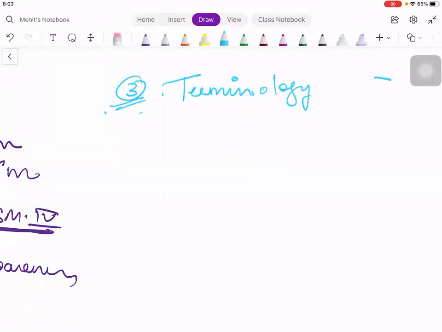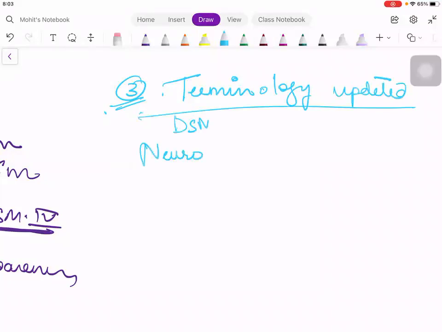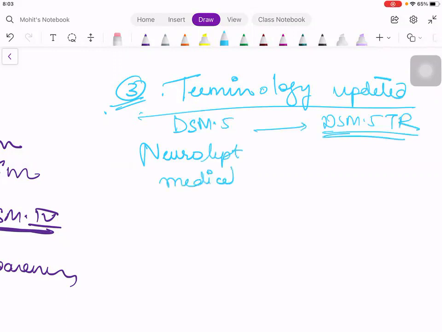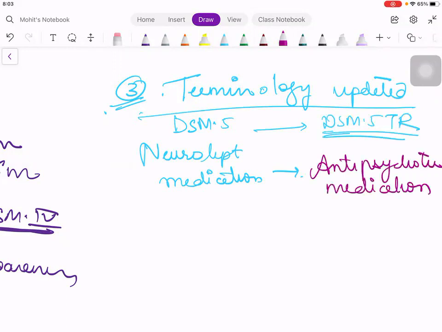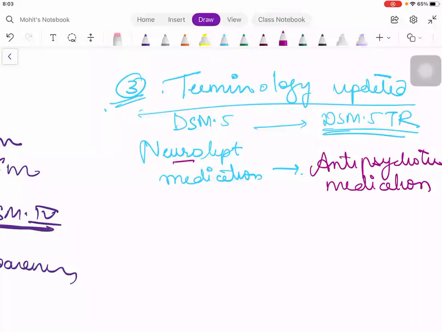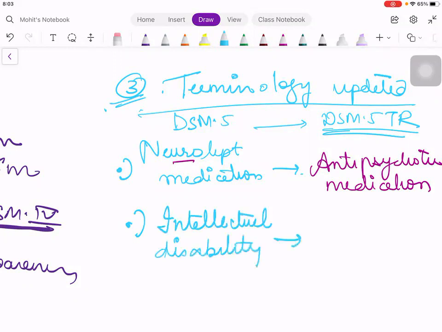For example, neurolept medication has been changed to antipsychotic medication, because neurolept was more implying side effects, right? It was emphasizing more of the side effects, right? Then intellectual disability, signifying more of disability, has been changed to intellectual developmental disorder.